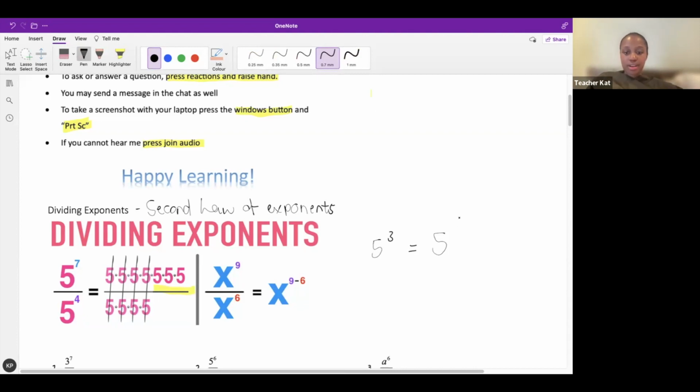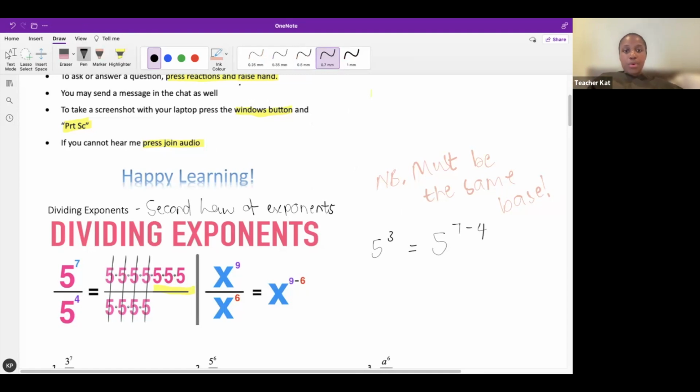But instead of writing out all these 5s and taking the long way around, we could have just said this is 5 to the power of 7 minus 4, which is my second law of exponents. So if you are dividing powers with the same base, so remember, it must be the same base, then you can just subtract your exponents, as they have done over here with our x. So that is where the law comes from and how it works.